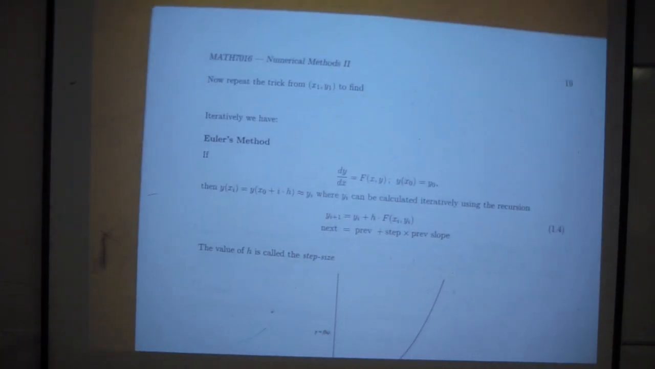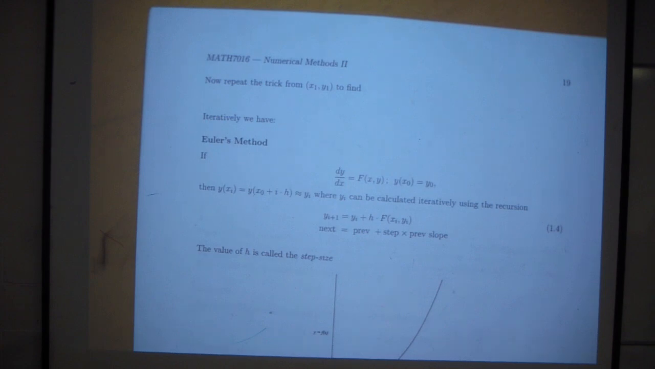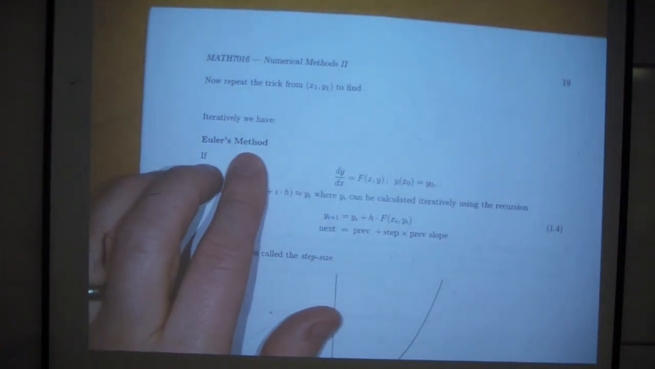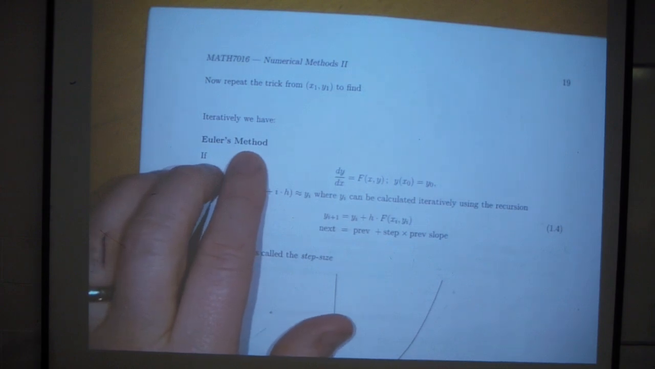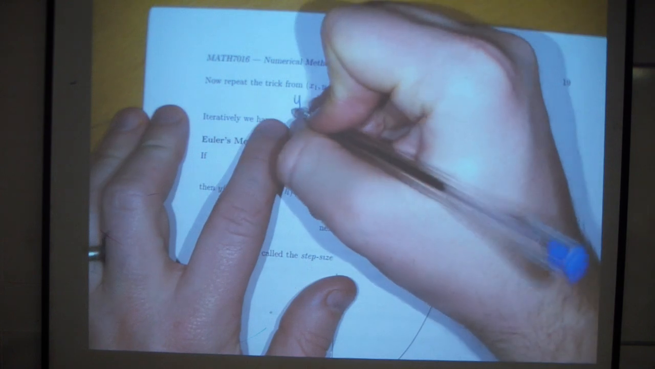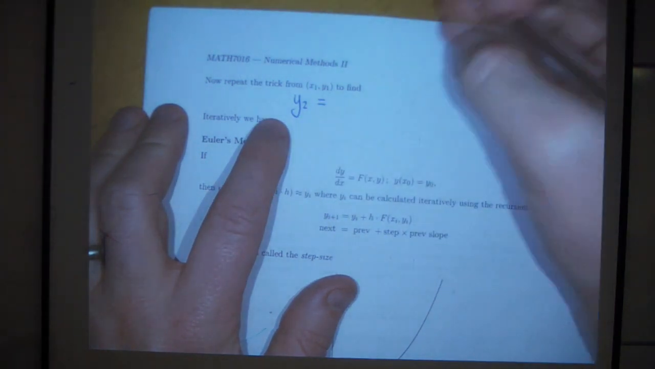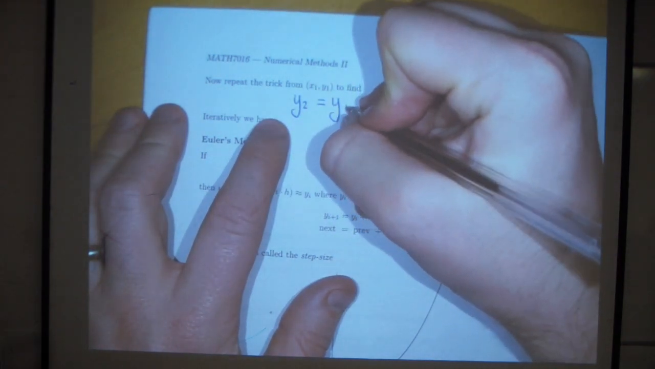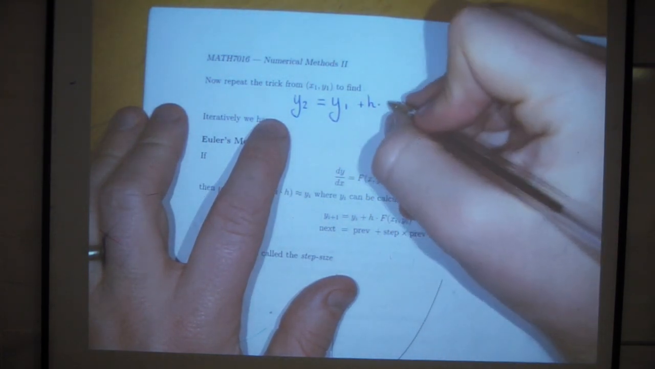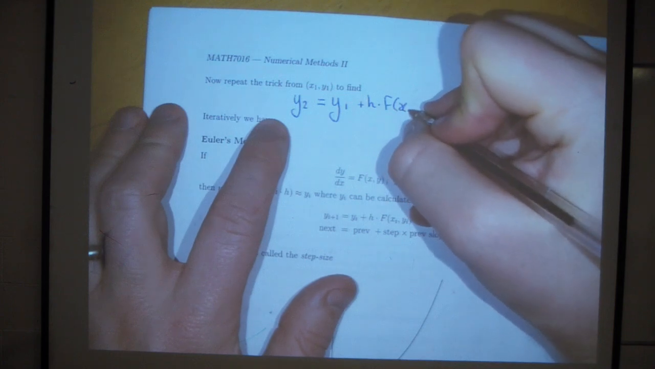So you repeat the trick to go from x1, y1. You start at x0, y0, you get to x1, y1 using the actual tangent to the solution curve, and then you say where you were, this is your approximation, you find that the next y value is the previous y value, which is y1, plus the step size times the slope at the previous point.